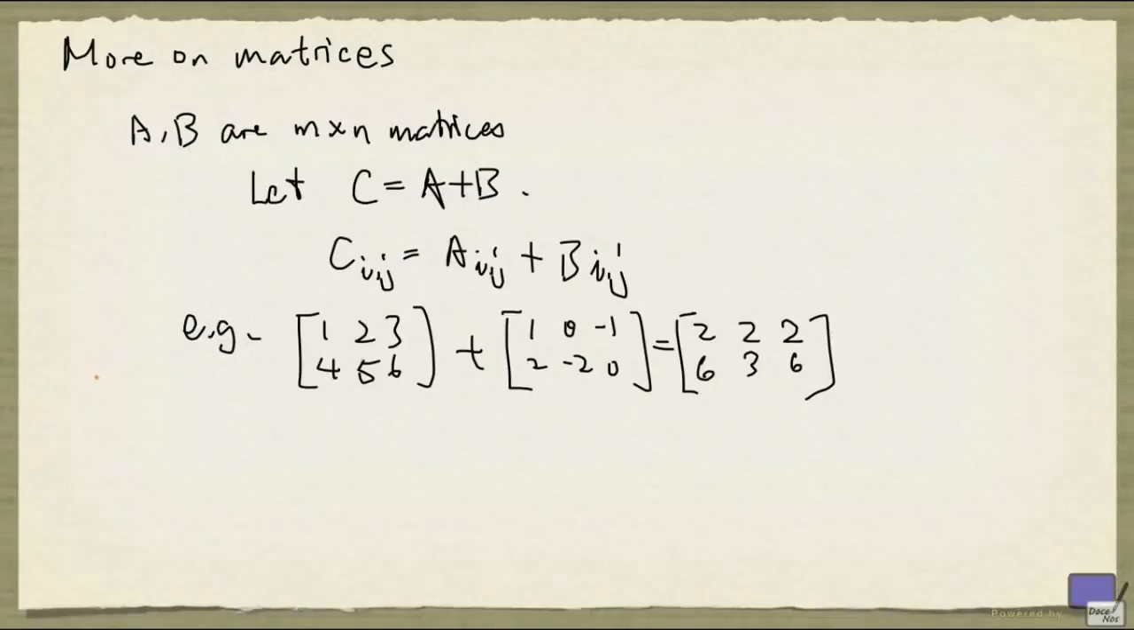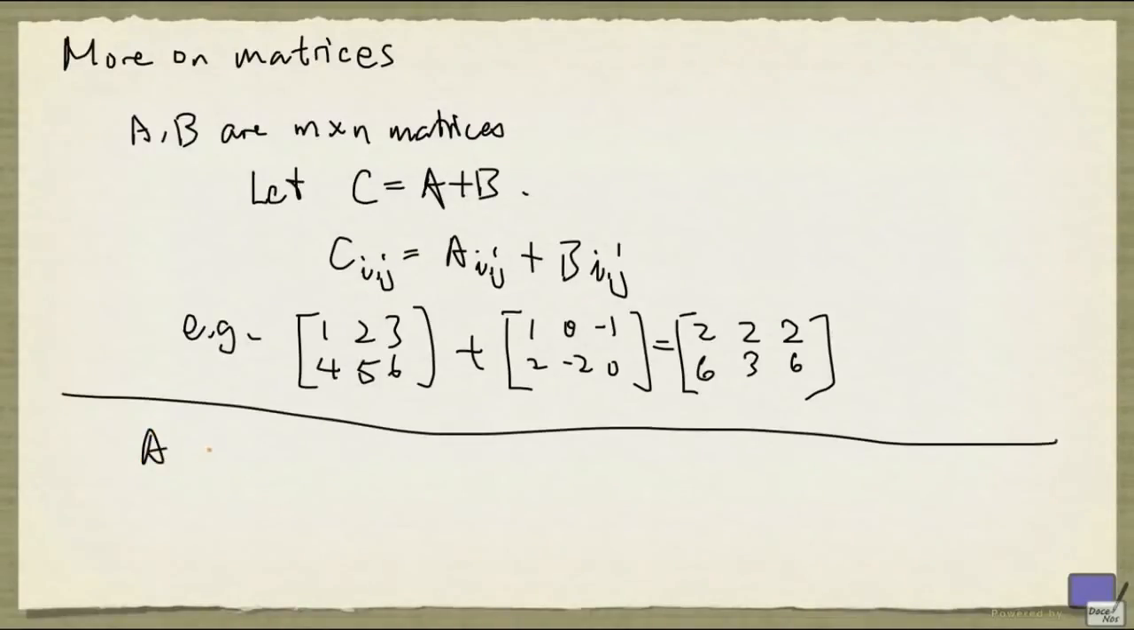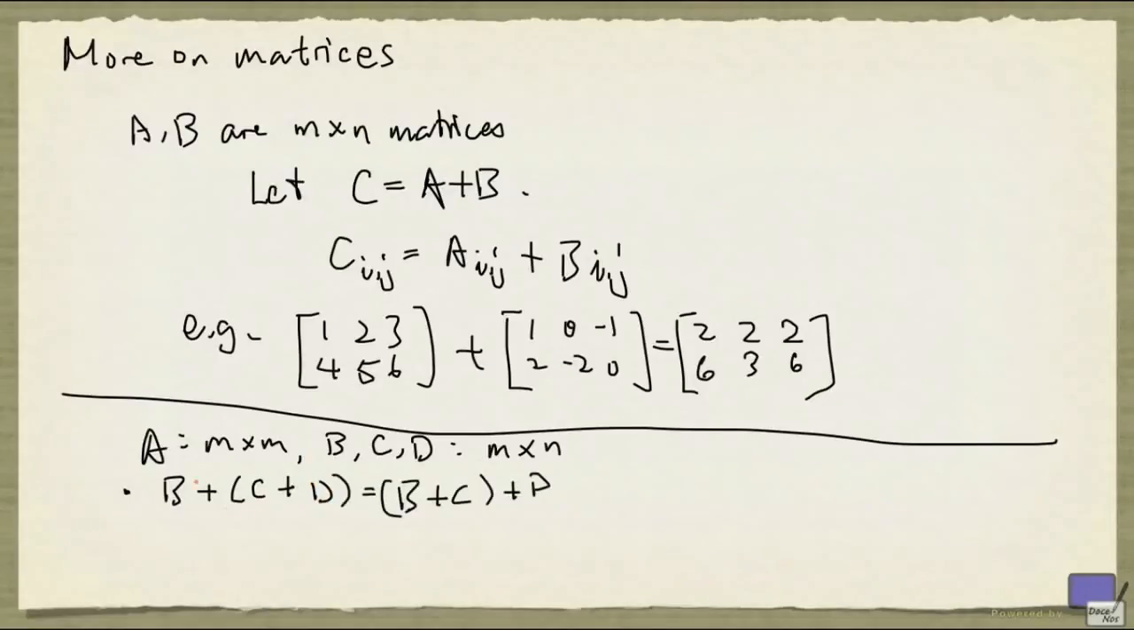Now, there are a number of properties that are worth remembering. So suppose that A is m by m, B, C, and D are m by n. Then the following properties hold. The first one is known as associativity of addition. So adding C and D first and then adding to B is the same as adding B and C first and then adding D. And the second one is known as the commutativity of addition. So B plus C is the same as C plus B.